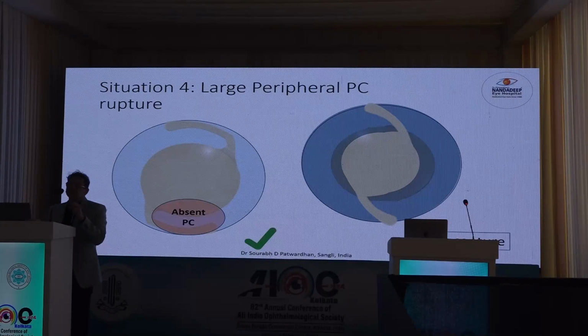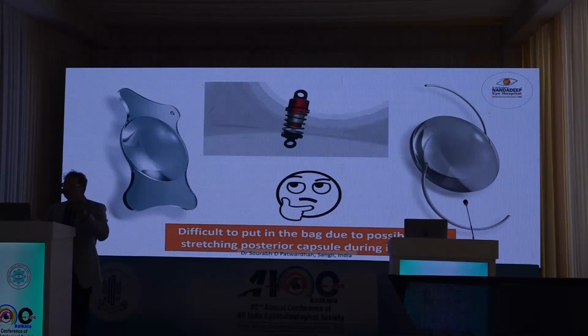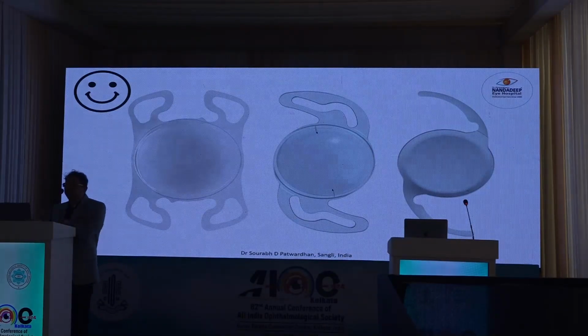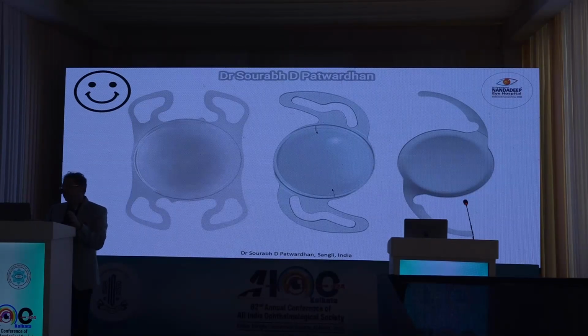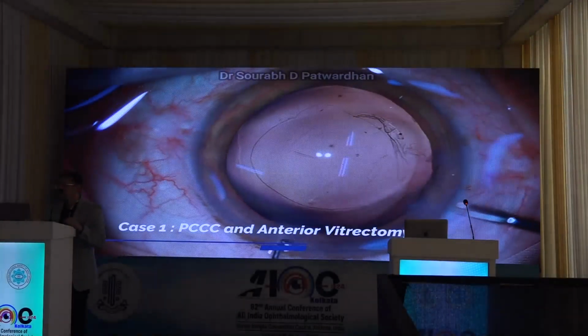When there is a lens which you have to put, remember, there are certain lenses which are suitable for placing in the bag even when having a PCR. But if you have a plate haptic design or a 3-piece IOL, when there is a PC rupture, avoid this because it is going to stretch the PC further and you may have an extension of that PC rupture. But these kinds of IOL designs are more suitable for placing in the bag despite having a PC rupture. Of course, when the first conditions are met.